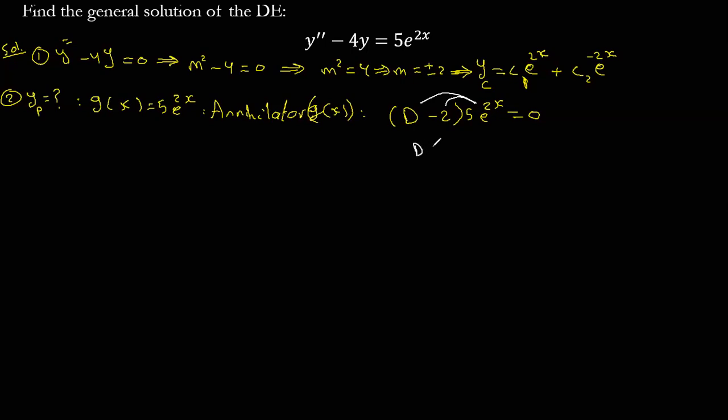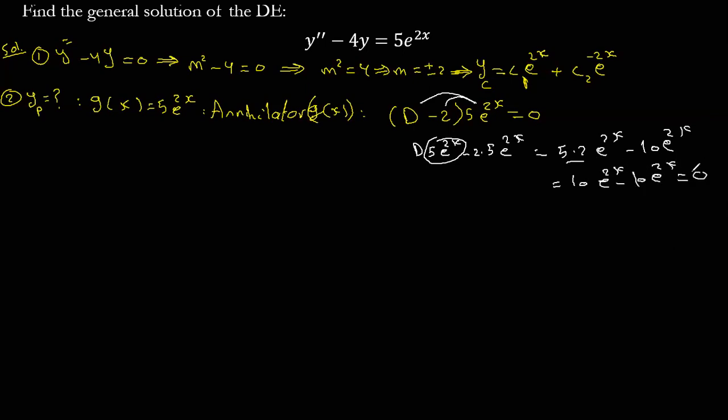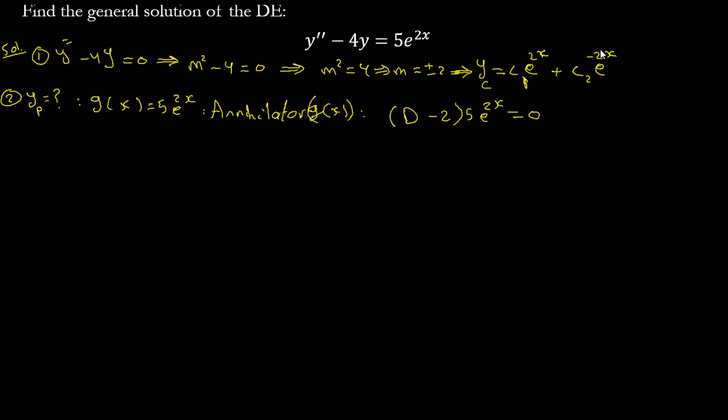So it will be D applied to 5e to the 2x minus 2 times 5e to the 2x. Here you have a product rule. The first derivative of this function is 5 times 2 e to the 2x, minus 10 e to the 2x. So 10 e to the 2x minus 10 e to the 2x. So it is 0. So only you need to apply the rule. No need to write those steps. So let me continue now. So you found the annihilator to be this one.